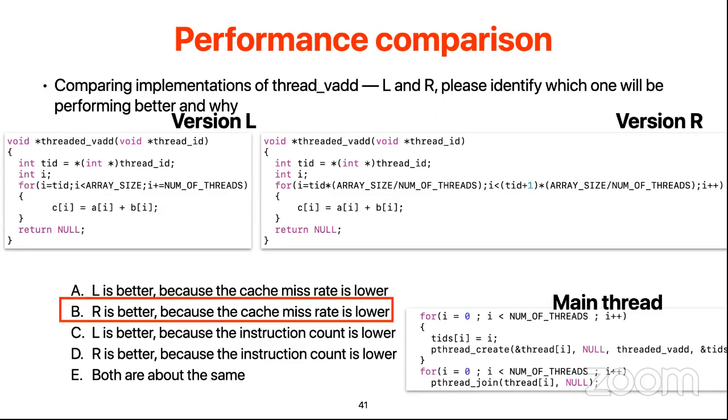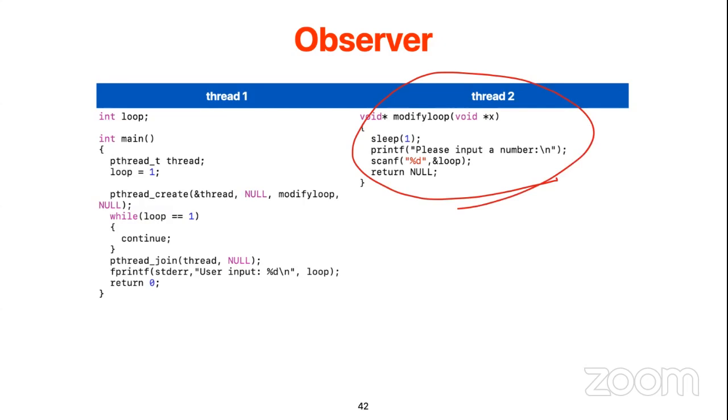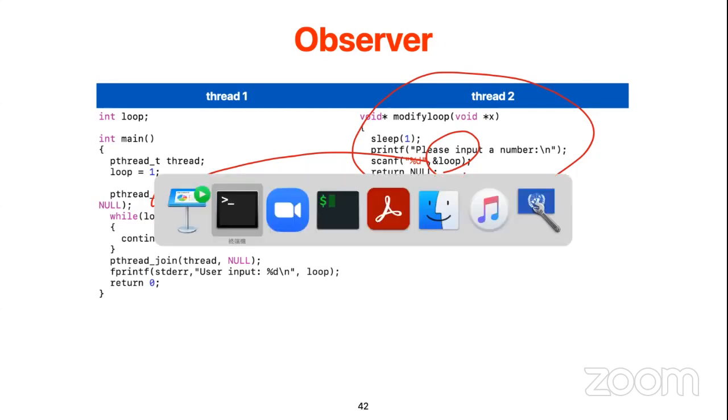And now let's look at another case that I want to show you here. You think multi-threaded programming is easy. So I have a program like this. Thread one is the observer and thread two is the producer. Well, sorry, the other side. Thread two is the producer and thread one is the observer. Thread two modifies the value of loop and it will propagate the value to the main thread. And whenever the loop value is equal to one, the main thread will finish, right?